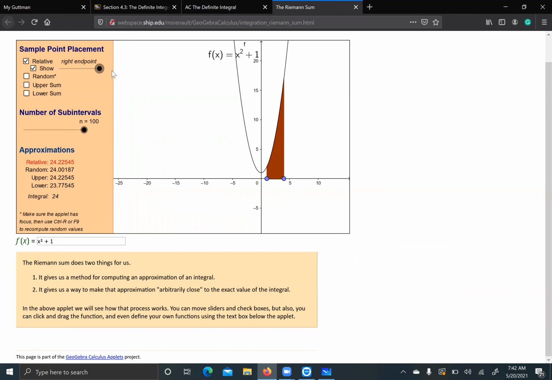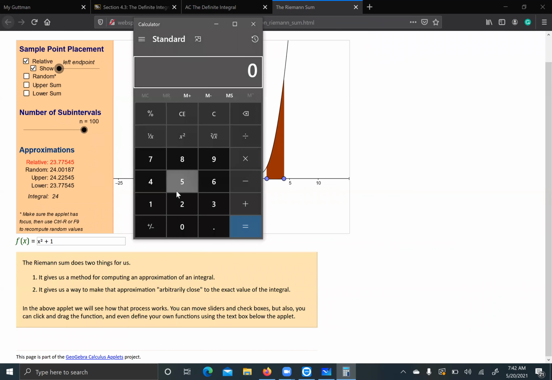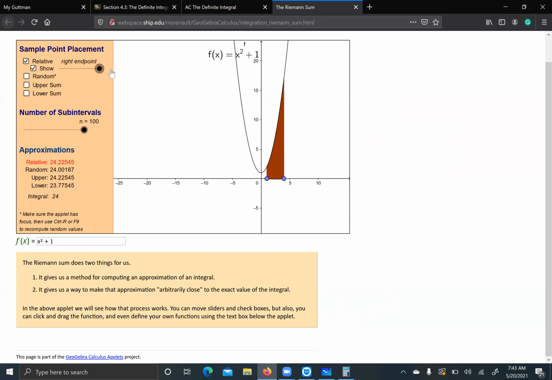But what matters is the error. How much is the error? For example, if you do a left Riemann sum, this is the error. The exact value is 24. Our estimation is 23.77545. So 0.22 is the error when you do left Riemann sum.